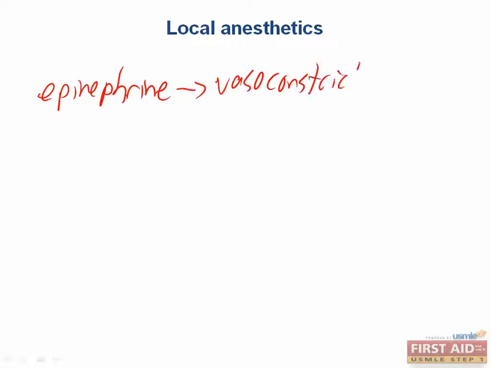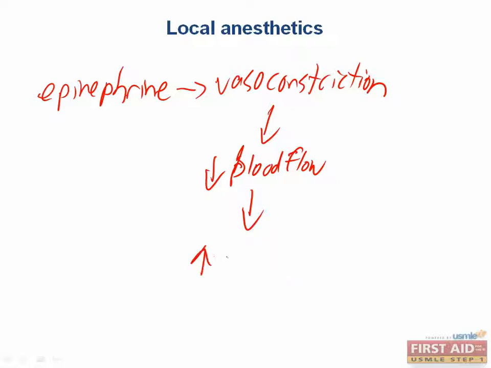Local anesthetics are commonly given with epinephrine to enhance their local effects. How exactly would epinephrine do this? Well, let's think about it. Epinephrine causes vasoconstriction. By causing vasoconstriction, we're also decreasing the blood flow to the area, and by doing that, you're also decreasing the washout of the anesthetic, which effectively means you have more anesthetic there.